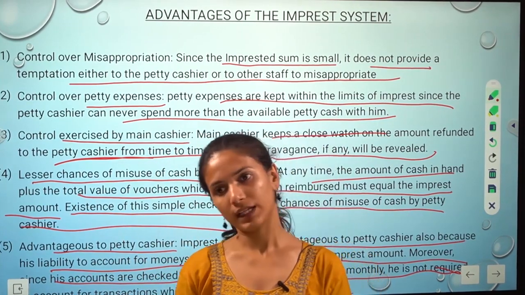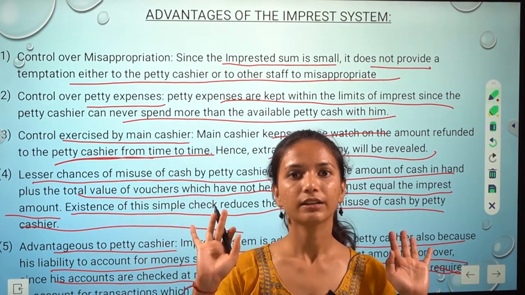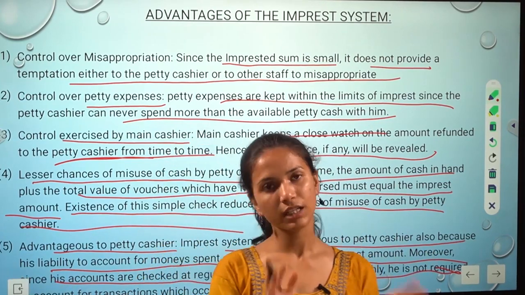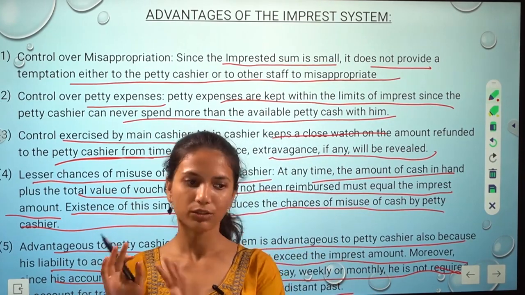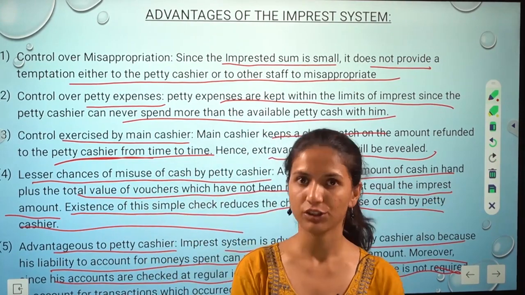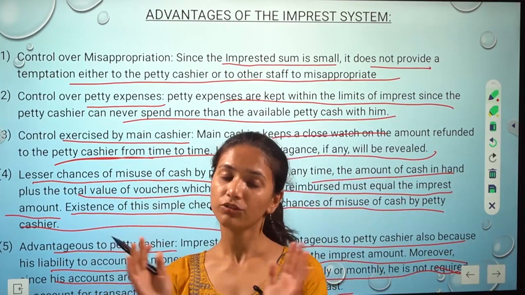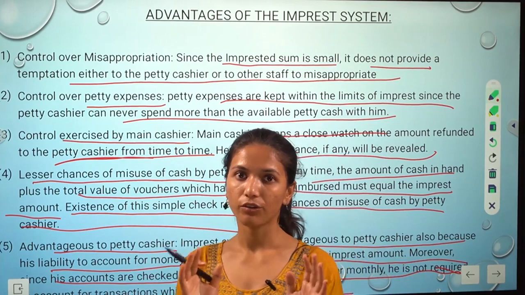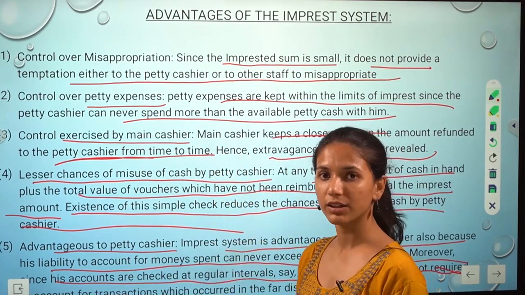By the end of 1 week, he will check, okay, this is matching, this is correct, he has not done any fraud. In the next week again, he will check for the next week only. Or for 15 days, he will check for 15 days and say, okay, throw this receipt away or keep it aside, now let's start fresh. So he doesn't have to maintain all the receipts. He just has to keep the receipts for the period that needs to be checked. So that is very advantageous for the petty cashier.